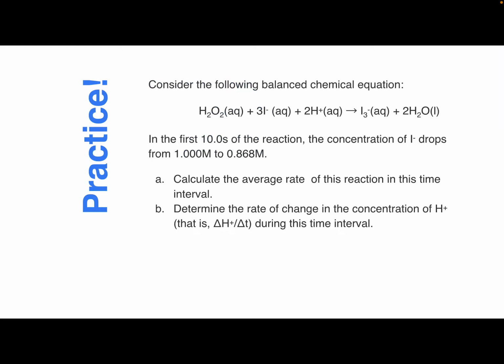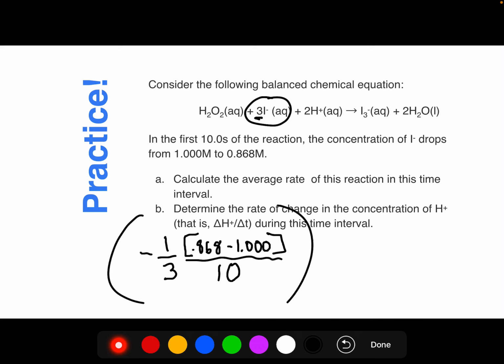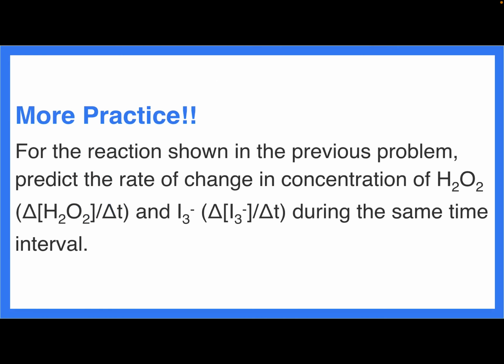So here is a practice problem. If you wanted to find the average rate of the reaction in this time interval, it's 10 seconds. Iodide, right here, it's a reactant, so you do negative 1 over 3, because there's a 3 here, and then you're going to multiply by the change in concentration, which is final minus initial, so the final is 0.868 minus 1, over the change in time, which is 10 seconds. So this whole thing right here will give you the reaction rate. And I'll let you do the other ones on your own.